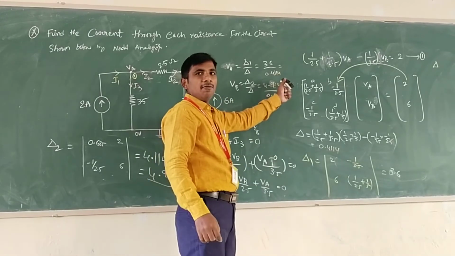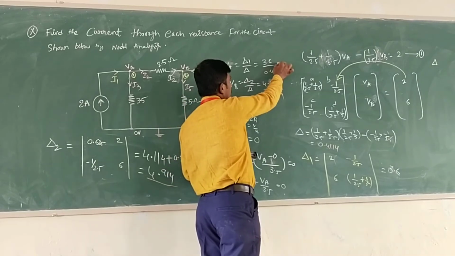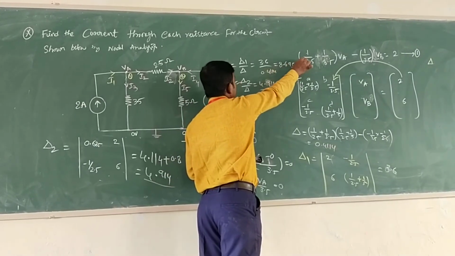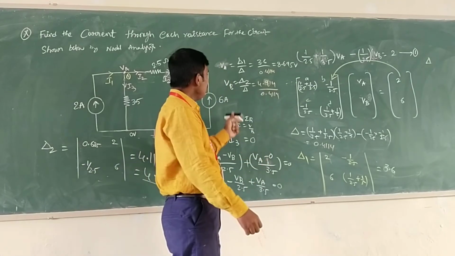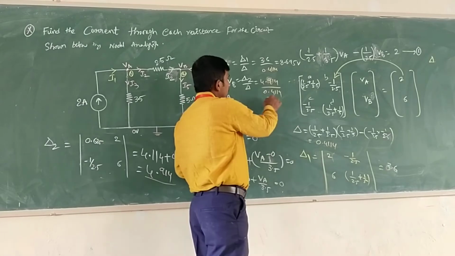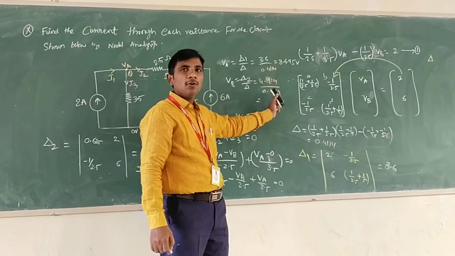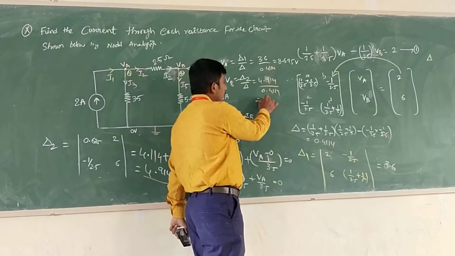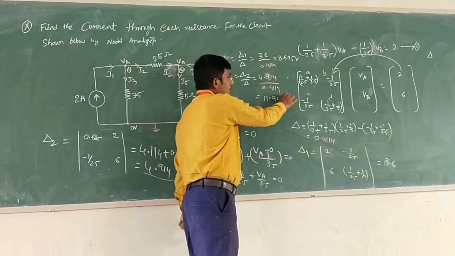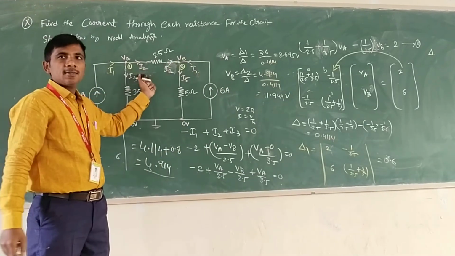VA, delta 1 equals to 8.710, 695 volts. VB, delta 2, 4.914 divided by 0.414, 944 volts. Okay, now we calculated node voltage.